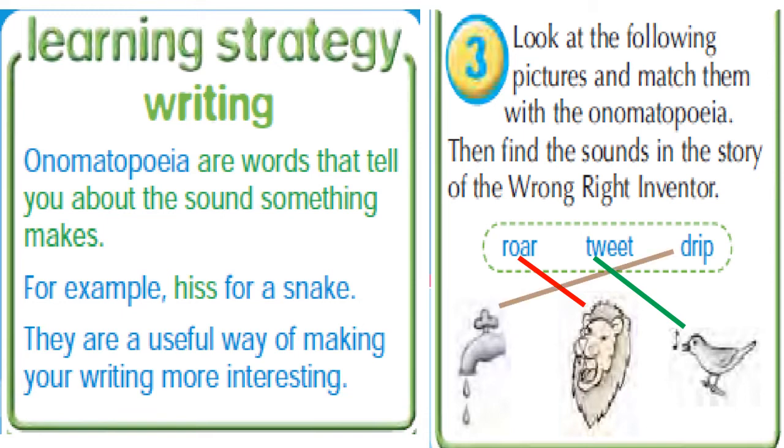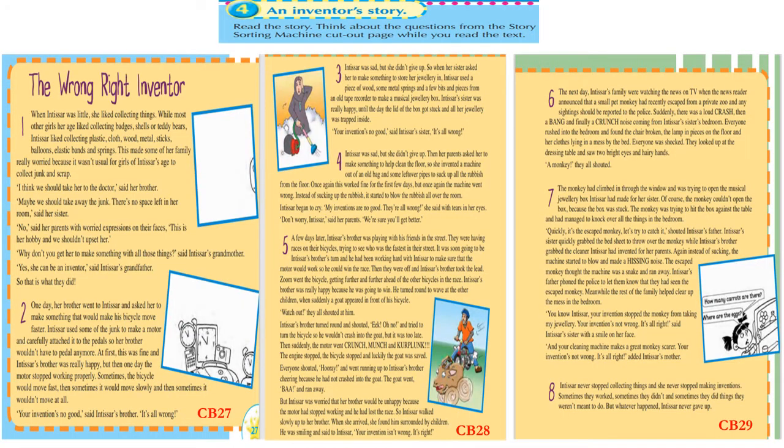And the last one, drip, is the sound of a tap. The sound of a tap. If you have a tap at home, the drops that fall off the tap make the sound drip, drip, drip, and so on. The next step, activity number 4, this is a story. So we have class book page 27, 28, and 29.